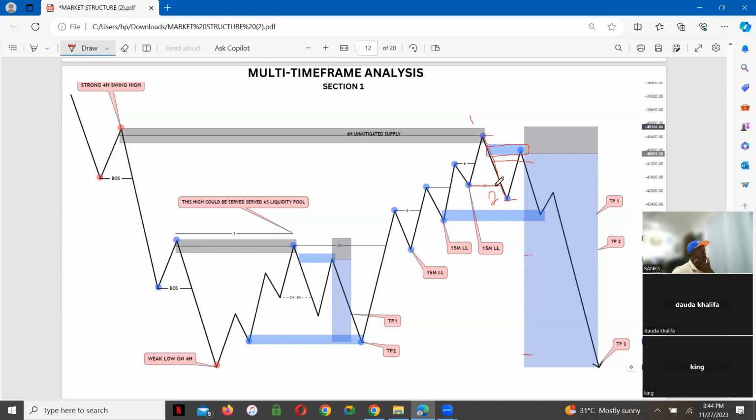Yes, boss. Realign with the higher time frame trend, then wait for a pullback and find an entry all the way to the downside, or in other words, all the way to the upside when we are in an uptrend. Okay.